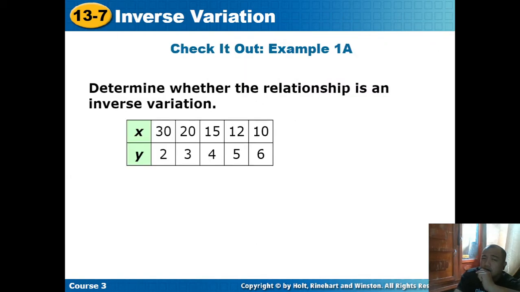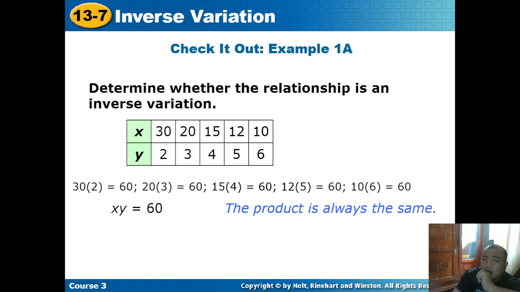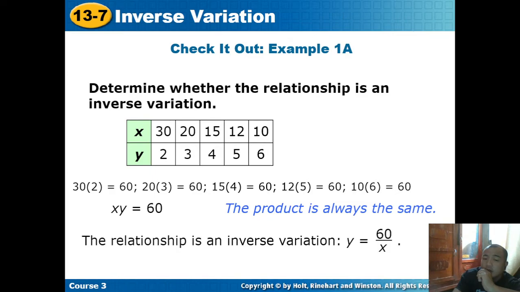How about here? Determine whether the relationship is an inverse variation. As x decreases, y increases. Now if we multiply x and y: 60, 60, 60, 60, 60. Okay, it has a constant. The product of x and y is always the same. xy equals 60. Therefore, 60 is the constant of variation, and the equation of variation is y equals 60 over x. So the relationship is an inverse variation.